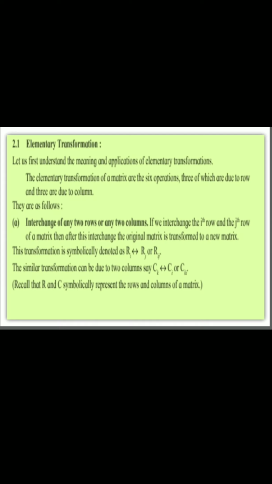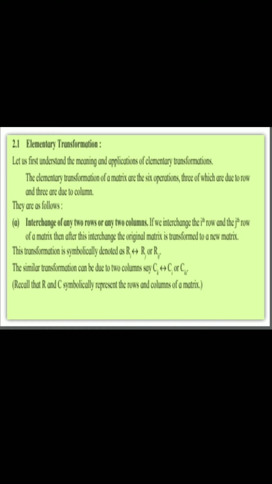Our first point is elementary transformation. Let us understand the meaning and applications of elementary transformations. The elementary transformations of a matrix are the 6 operations, 3 of which are due to rows and 3 are due to columns. They are as follows. First, A, interchange of any 2 rows or any 2 columns.